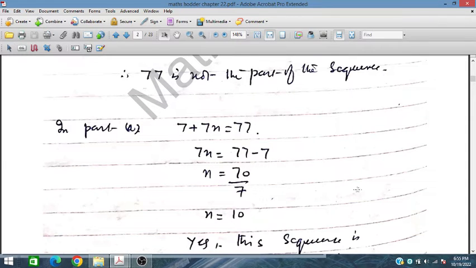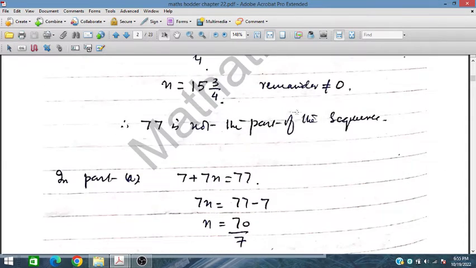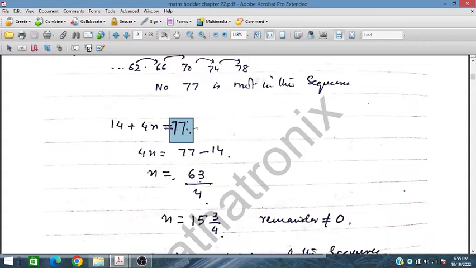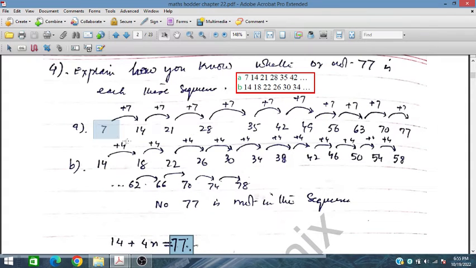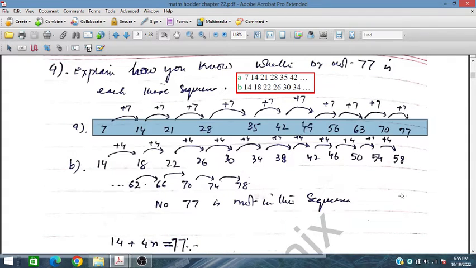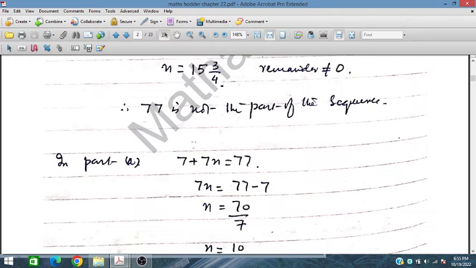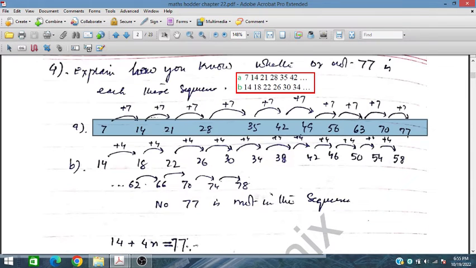In part A, it can easily be seen. Similarly for part B. So we perform this operation for part A. So for part A, this is 7 plus 7n is equal to 77. So we can see this simply because the 7 is added every time.